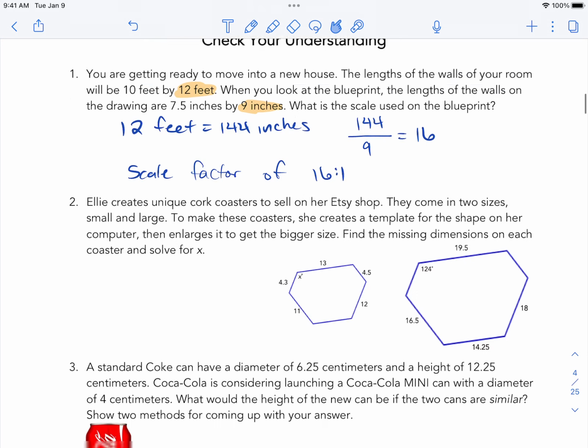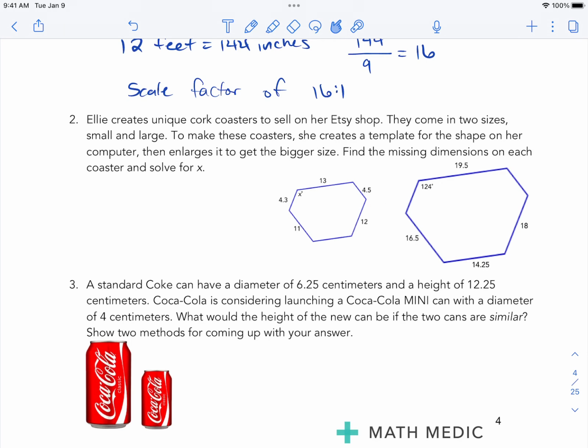On number 2, Ellie creates a unique cork coaster to sell on her Etsy shop. They come in 2 sizes, small and large. And to make these, she creates a template for the shape on her computer and then enlarges it to get the bigger size. Finding the missing dimensions on each coaster and solve for x. So we see the 2 coasters there, the smaller one and then the larger one that she creates a template for on the computer.